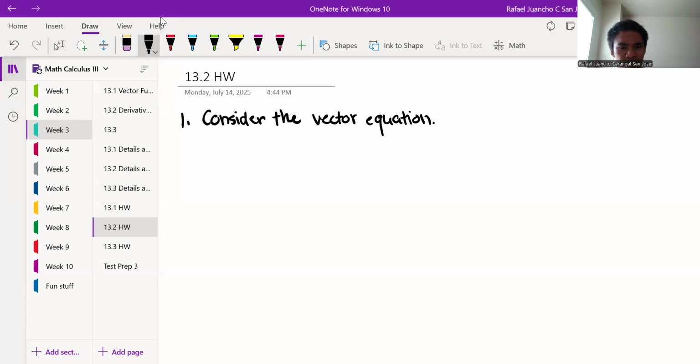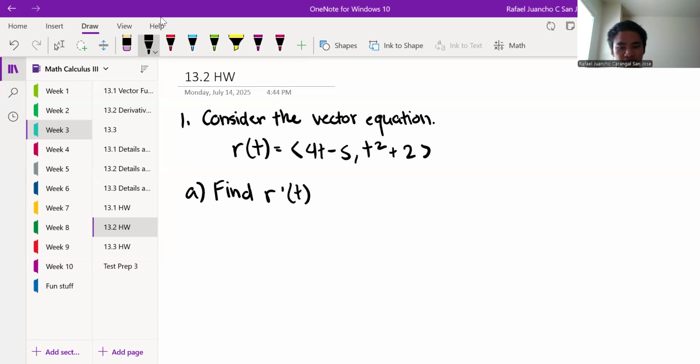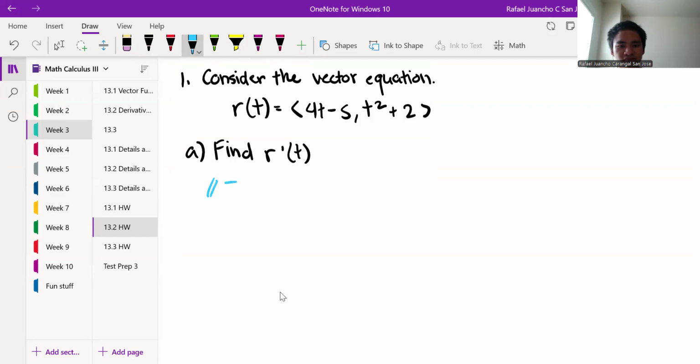And this is going to be R of t with these component functions. So this is in 2D, right? Because it only has two components. And here we're being asked to find R prime of t. And so how do we do that? Well, we basically take the derivative of both components.